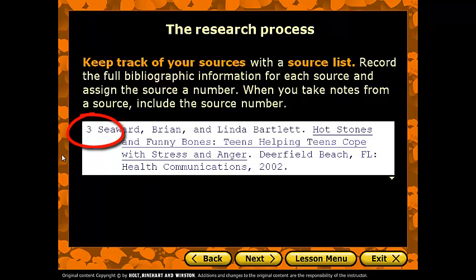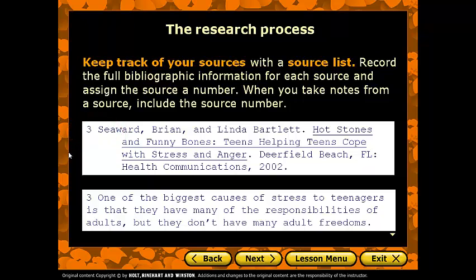Then they begin taking notes, and they decide, oh, this is a little piece of information I just might want to use. And so they write it down, or they take the note. This says one of the biggest causes of stress to teenagers is that they have many of the responsibilities of adults, but they don't have many adult freedoms. Notice they put a number 3 by the information as well.